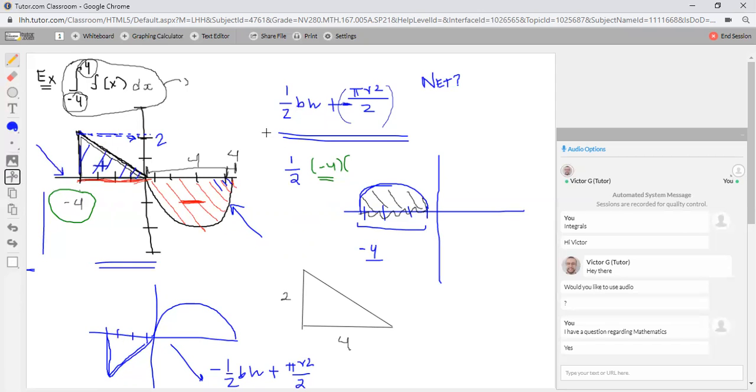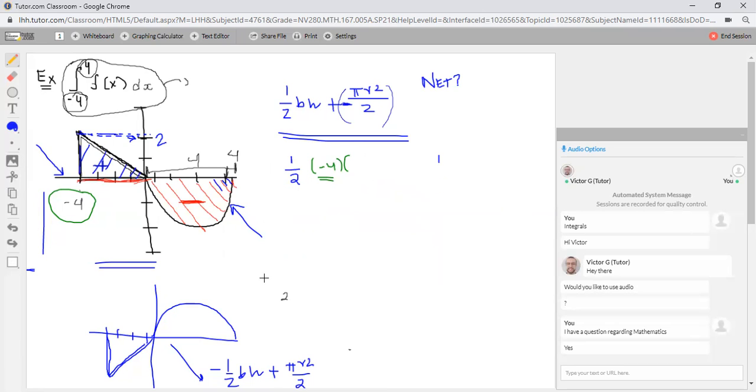let me try to erase some things. Can you clear the board by chance, so we can have some space to write some things? Everything, or just some section? Maybe just the right hand side. Yeah, sure.